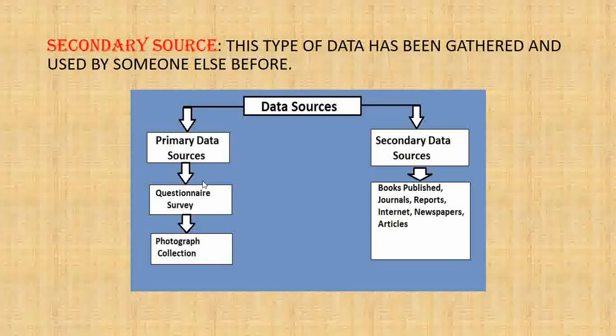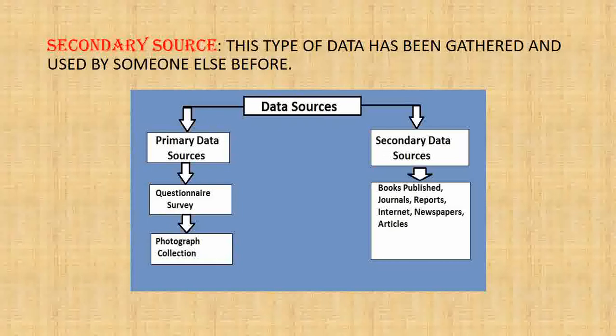But the one you get by yourself, or the one that you get direct from the source, they are the primary data. For example, look at the questionnaire. A questionnaire is an instrument of research. It is a way by which people get information directly from the source.